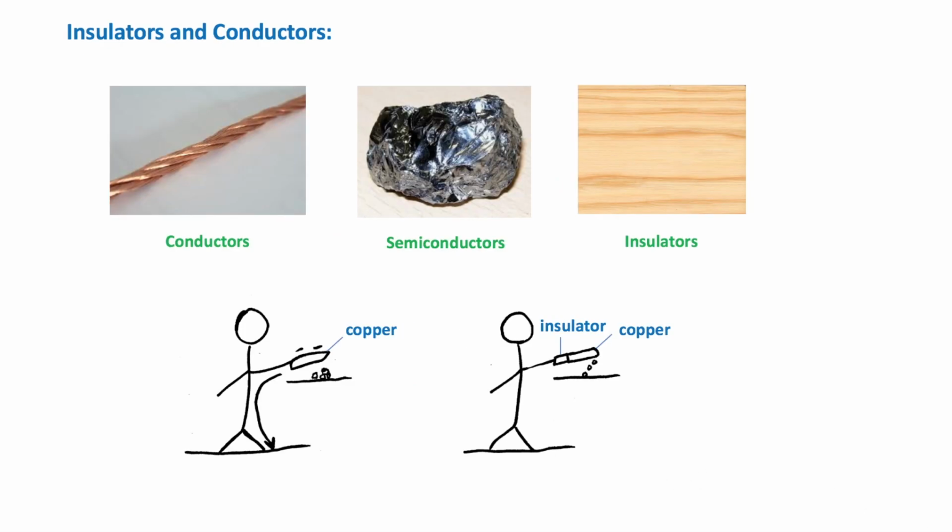We will now discuss insulators and conductors. The ability of a charge to move within a material is known as electric conduction. Materials are classified in terms of the ability of charges to move within a material.